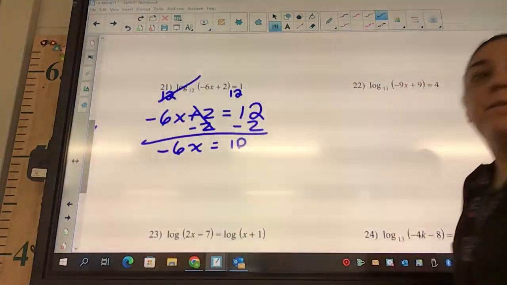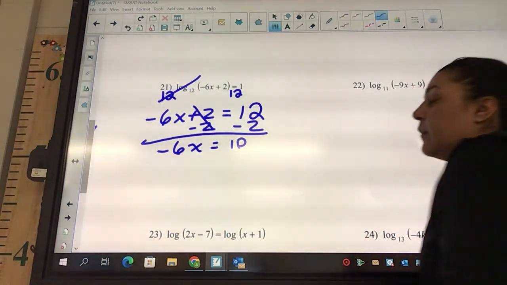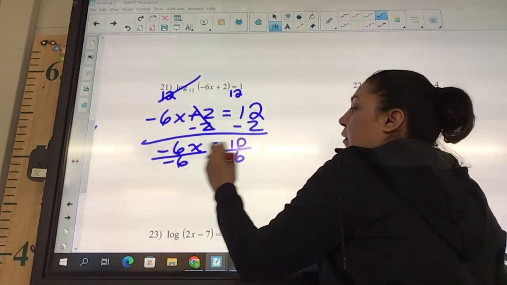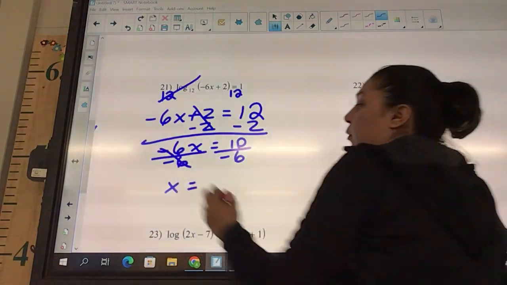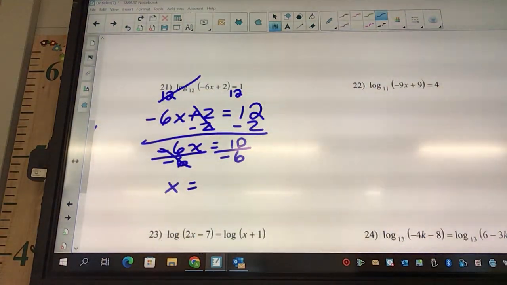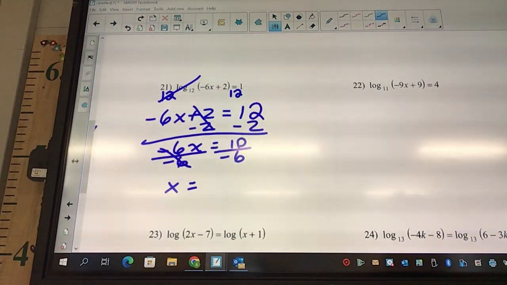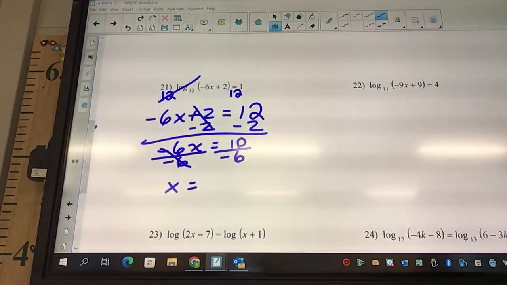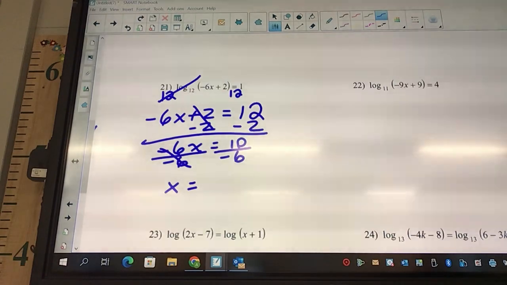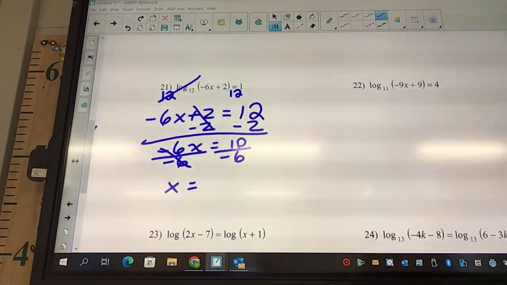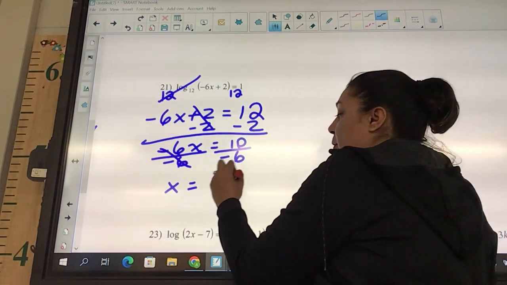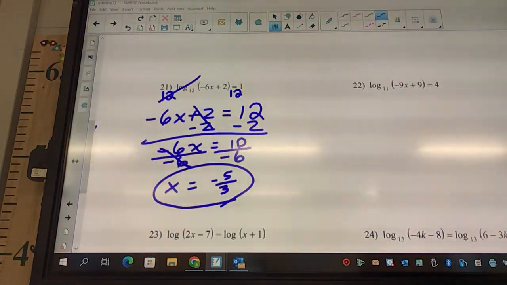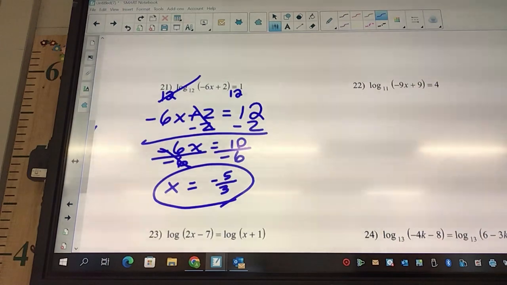Then what? You do 6 divided. Divide by 6. Okay, and what is 10 divided by negative 6? Type it on your calculator. Negative 5 over 3. Okay, negative 5/3, and just type what it says, because that fraction got reduced.